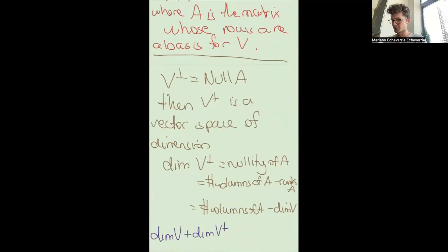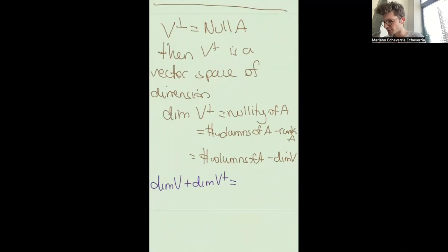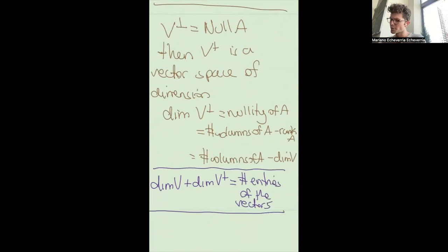I'll restart this here next time to refresh it. But it's the size of the vectors, or number of entries of the vectors. And this is one of the most important results of all of linear algebra. The dimension of V plus the dimension of V perp is the number of entries of the vectors. You could also call it the dimension of R^n. So the takeaway here is that to find V perp, you find a null space, and its dimension adds up with the dimension of V to the dimension of the entire space.